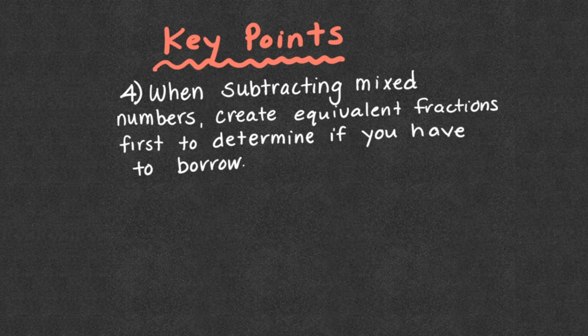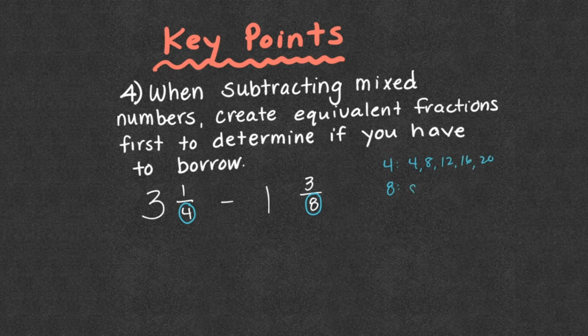4, when subtracting mixed numbers, create equivalent fractions first to determine if you have to borrow. So what I mean by that is if we have, say, 3 and 1/4 minus 1 and 3/8. We focus on the fractions first to give them the same denominator. So if I counted by 4s and I counted by 8s, 4, 8, 12, 16, 20. Honestly, at this point, you can stop at 8, 16 because you see 8 is the LCM.